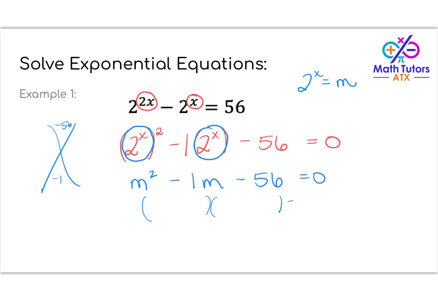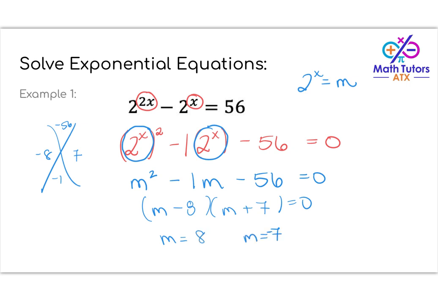Let's go ahead and factor. And we know that it has to be an 8 and a 7, where our 8 is negative, so m minus 8, m plus 7. So m is going to be 8 and m is going to be negative 7.